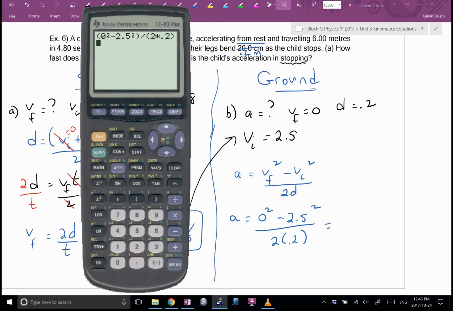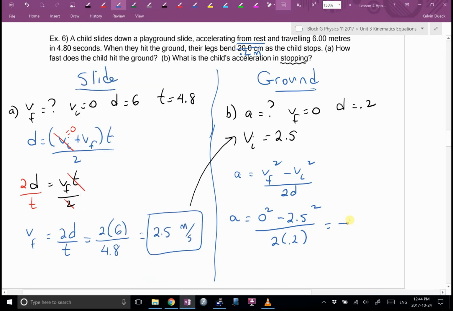Why do you get a negative answer? Should I get a negative answer? Or does that scare me? When I hit the ground, am I speeding up or slowing down? Oh. How would I show slowing down for acceleration? Negative. Okay. Negative 15.6 meters per second squared.